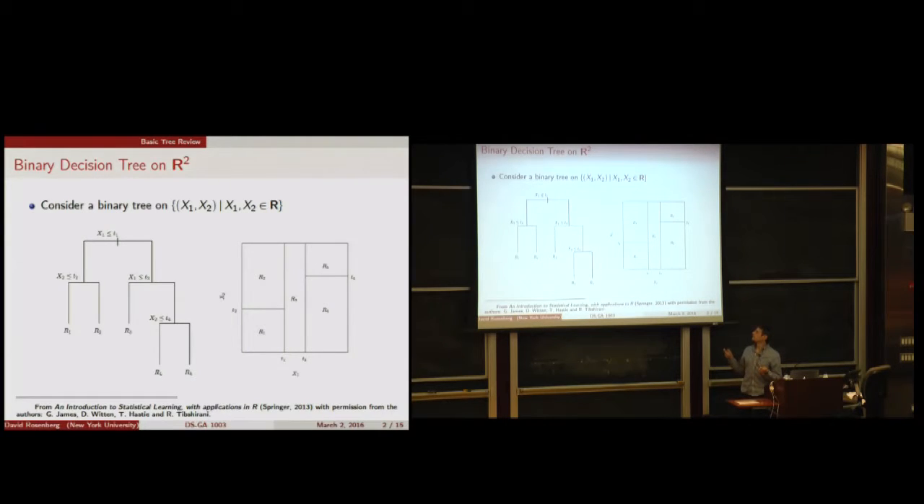Every element of the input space that falls into a particular region, that would correspond to a leaf node, has a single prediction that's produced, the same prediction. And then for regression, it's going to be the average of the y values in the leaf node, and then for classification, what do you think it would be for classification?